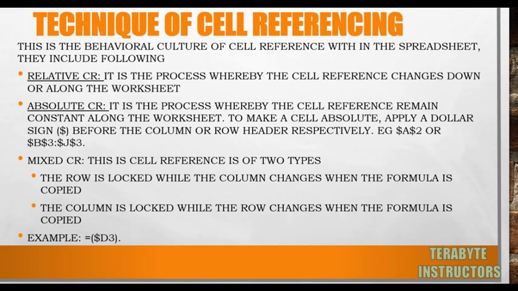For the mixed cell reference, we have two types. One is where the row is locked while the column changes when the formula is copied, that is, when you copy the formula by dragging with your autofill. The other is where the column is locked while the row changes when the formula is copied. I will be displaying examples of how this works.